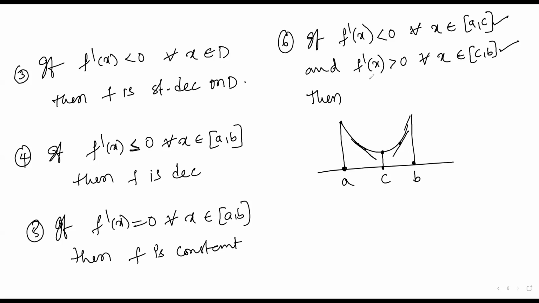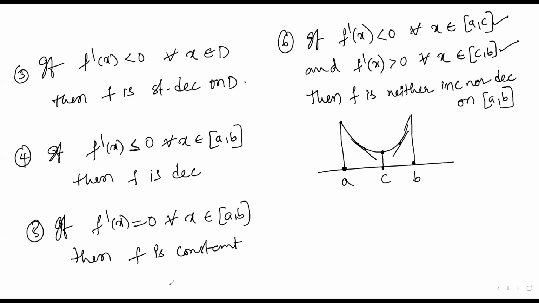But overall, what you can say is f is neither increasing nor decreasing on A to B. You can't say strictly increasing or strictly decreasing, whatever, increasing or decreasing, you can't say that. So we use the term neither increasing nor decreasing on A to B. This is an application of differentiation. By using differentiation, you can find out whether it is increasing or decreasing.